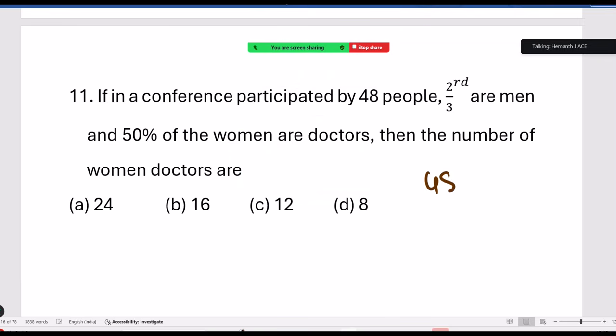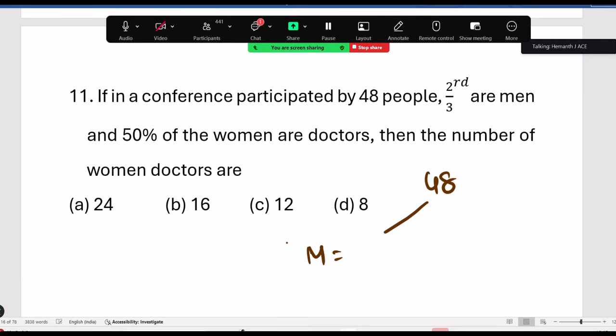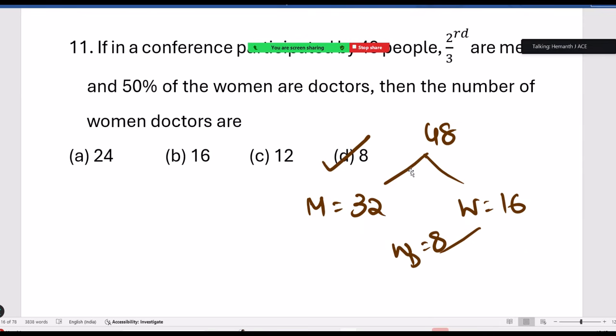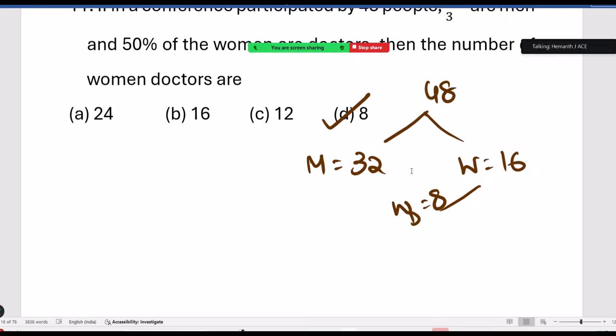Now out of 48, 2/3 are men. 2/3 of that, which will be 32. Then women will be 16. Among women, doctors are 50%, which will be 8. The answer is 8. Number of women doctors is equal to 8.